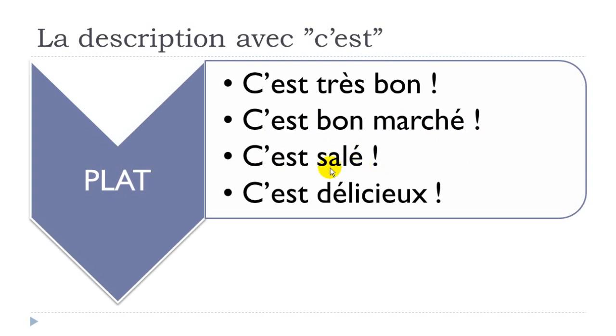So remember, it's quite important because we've got the same adjective here without the accent. If you don't put the accent, it means dirty, and you pronounce it sale. But in this case, you put the accent, and it means salted. Salé. C'est salé. C'est délicieux. C'est délicieux. And same thing here, all these adjectives are in the masculine form.